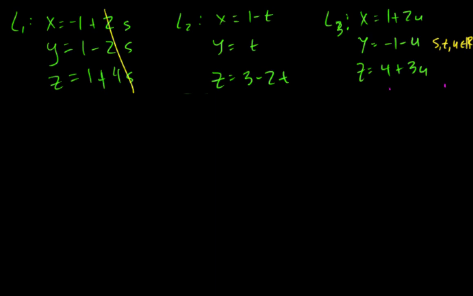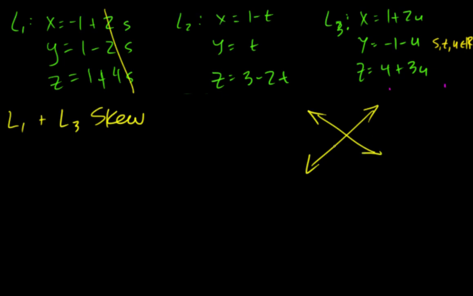Okay. Part C, they want us to show that line 1 and line 3 are skew. So what skew means is it's not parallel and it doesn't intersect. So like on a two-dimensional plane it would look like this, but imagine that this line is like raised out of the page and it's not touching them. So that's what skew means.